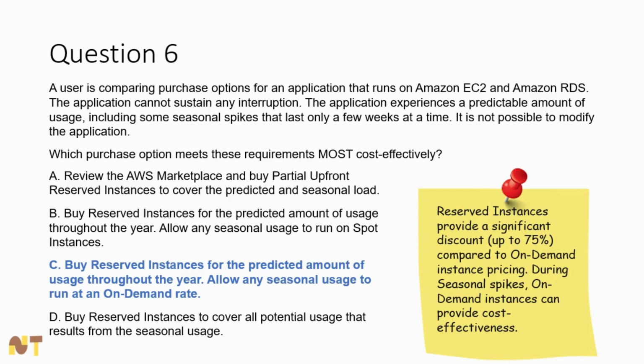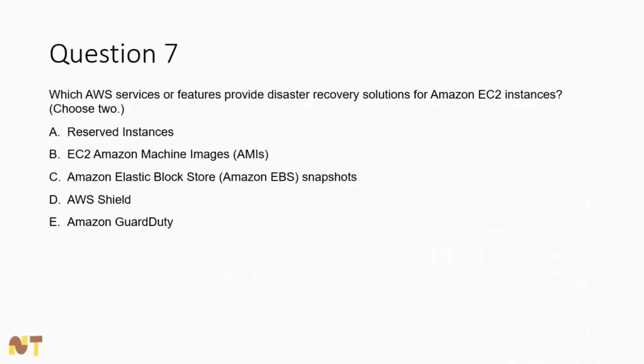By opting for reserved instances to cover the base load throughout the year, you get a discounted rate compared to on-demand pricing. Then, when the seasonal spikes occur, you allow that usage to run at the on-demand rate. This balances cost effectiveness with the need for uninterrupted service. Let's move on to the next question.